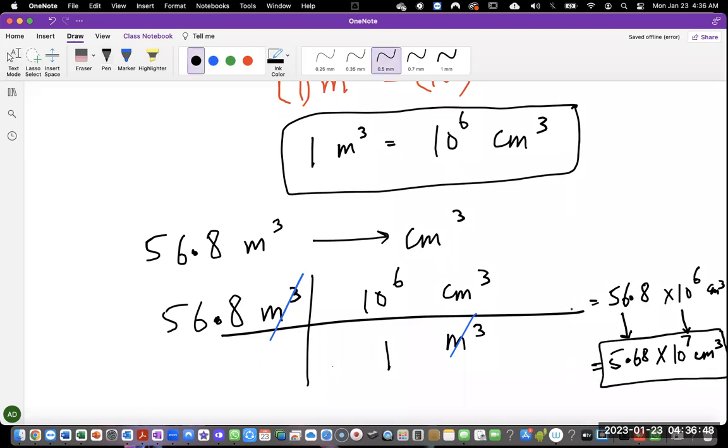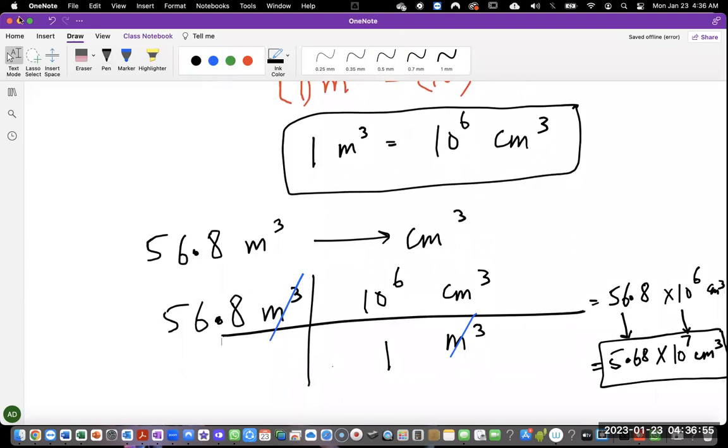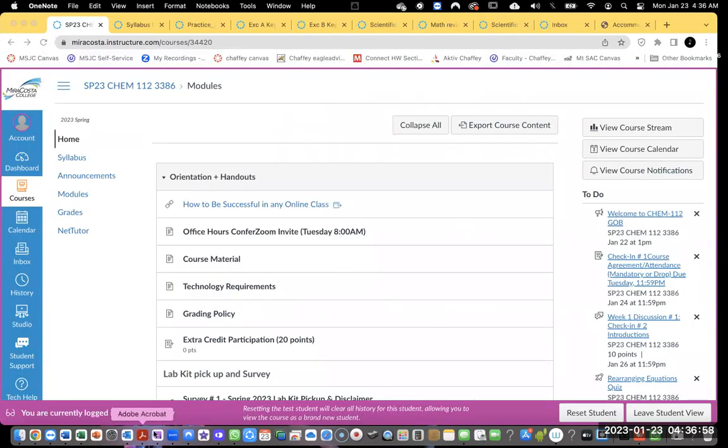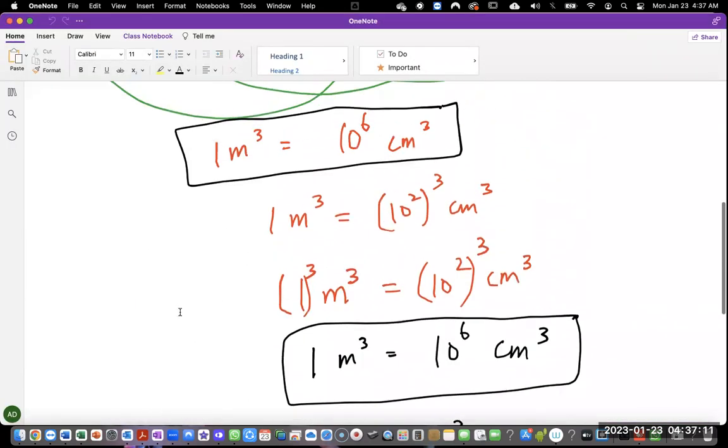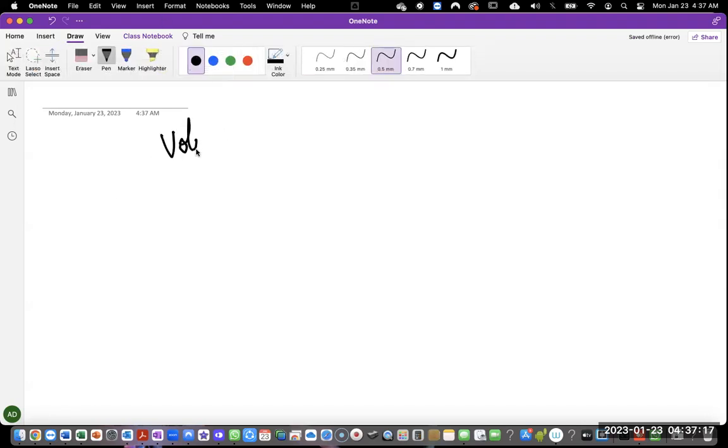Okay, so let's do another problem. Let me actually quit the program. Sometimes it's going to act up like that. Okay, so the next thing that we will be discussing is the conversion of volume from one volume unit to the other volume unit. Remember I mentioned that for volume, you have 2 units basically. One is liters, the other one is meters cube.